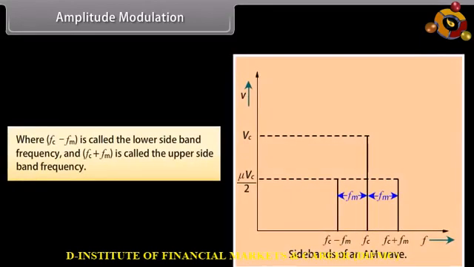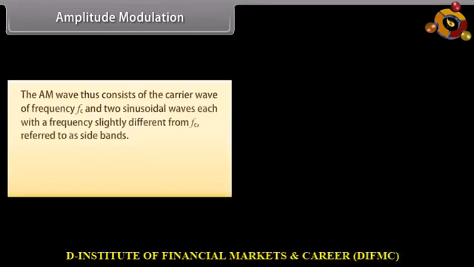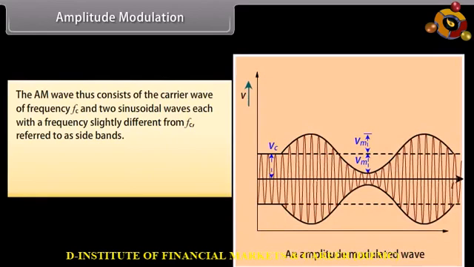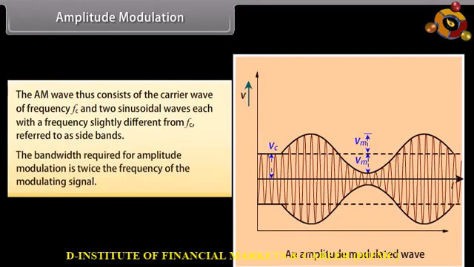Here, fc minus fm is called the lower sideband frequency and fc plus fm is called the upper sideband frequency. The AM wave thus consists of the carrier wave of frequency fc and two sinusoidal waves, each with a frequency slightly different from fc, referred to as sidebands. The bandwidth required for amplitude modulation is twice the frequency of the modulating signal.